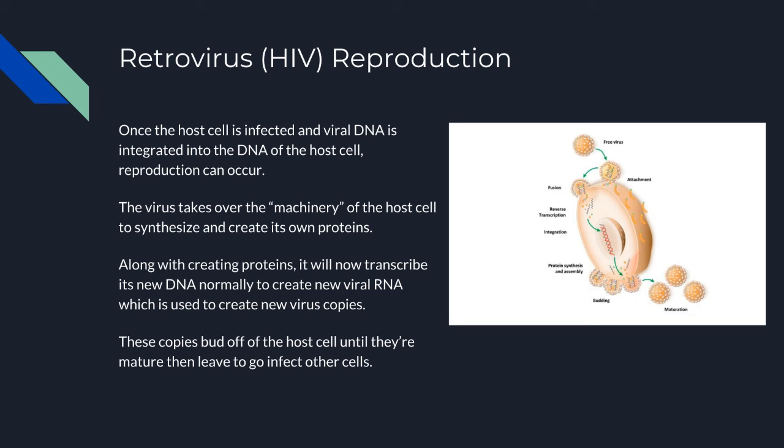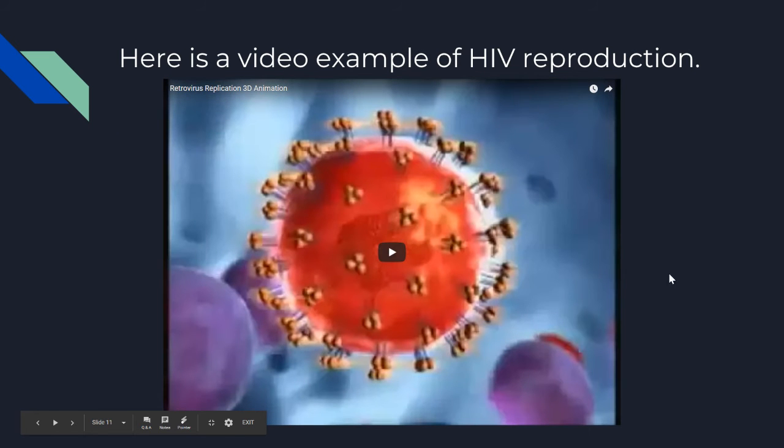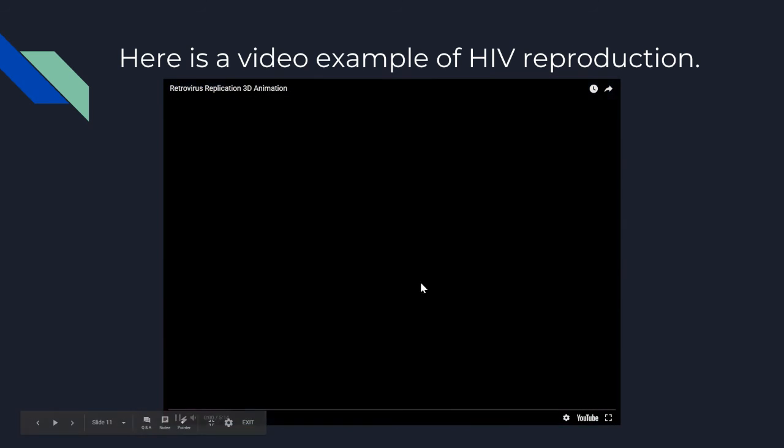And along with creating proteins, it will now transcribe. It will no longer reverse transcribe. It will actually transcribe new DNA normally to create the new viral DNA, which is used to create the new virus copies. These copies actually bud off the cell until they are matured and then leave to go infect other cells. And when they first bud off the host cell, they are not quite mature, so they mature a little bit before going to find more cells to infect. And here's a quick video showing the reproduction of HIV.